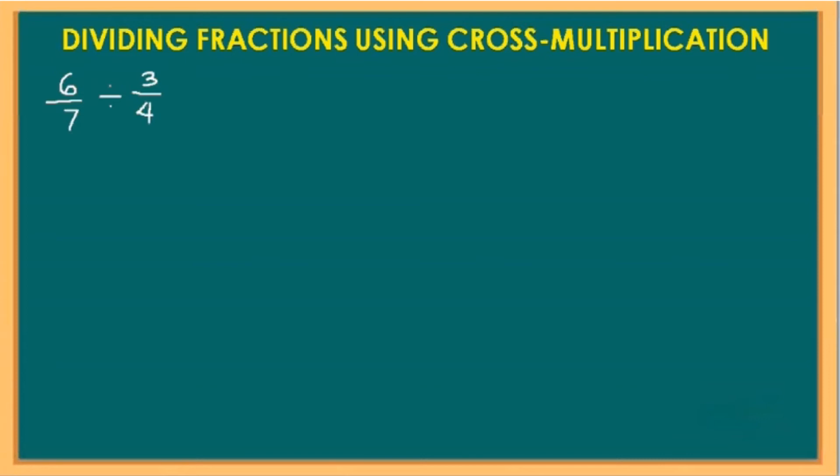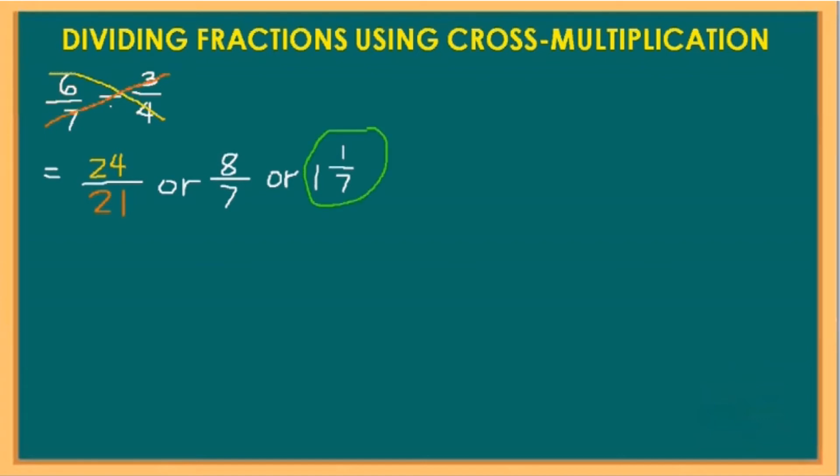Here is how to do it. So 6 times 4, we multiply the first numerator to the second denominator. 6 times 4 is 24. And the first denominator to the second numerator. 7 times 3 is 21. So 24/21 is not yet in simplest form. We have 8/7. 8/7 in mixed form is 1 and 1/7. This is the final answer.